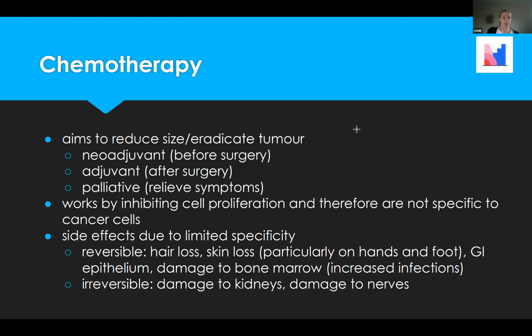Then adjuvant after surgery, and that's very important, especially if it's discovered in the surgery, with subsequent pathological analysis, that not all of the tumor has been excised, and the margins were not clear of the cancer cells, which means there's still cancer cells in the body. Particularly in those scenarios, chemotherapy will help eradicate the remaining cells.